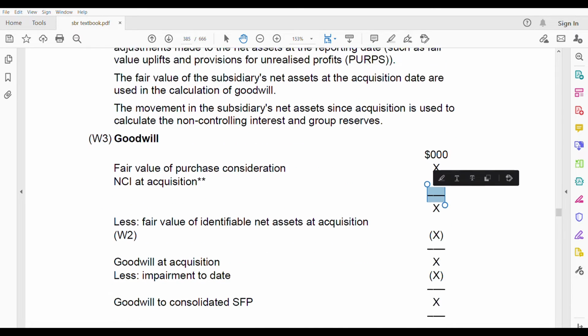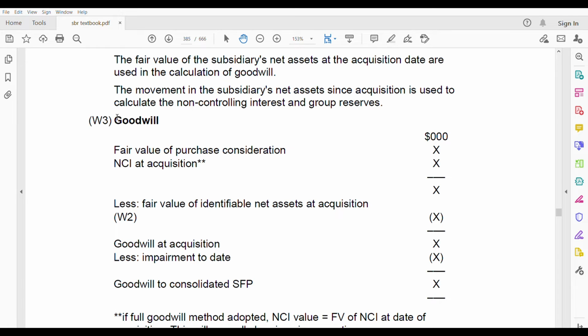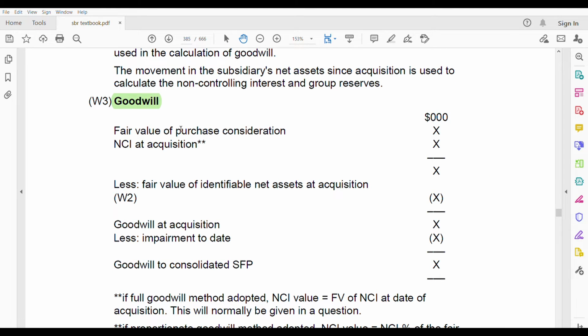Now working 3 will be your goodwill. Make sure that you remember the steps. How do you start goodwill? Fair value of purchase consideration, how much you have bought that subsidiary with. Remember we have a separate discussion on this as well. Purchase considerations are not always in cash. Sometimes it might be shares, sometimes it might be contingent consideration. There are so many other ways you can buy the subsidiary. But definitely we are not going into detail right now. Later we'll be going through it in IFRS 3.